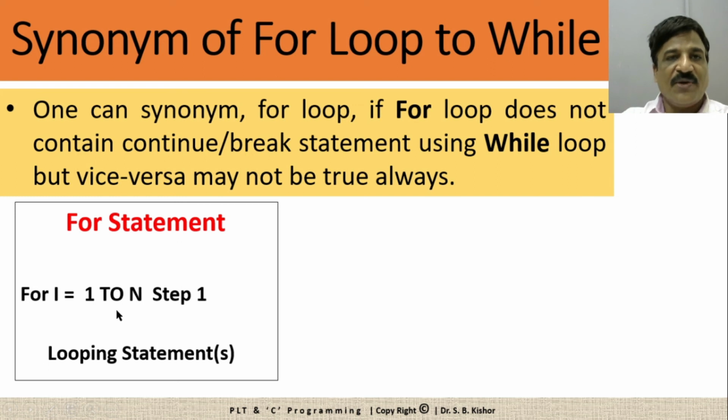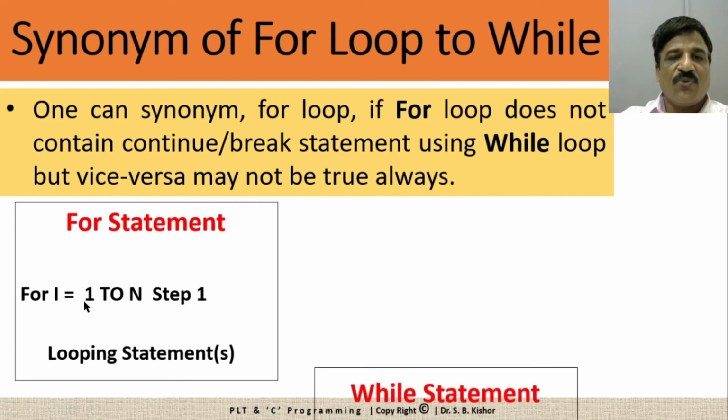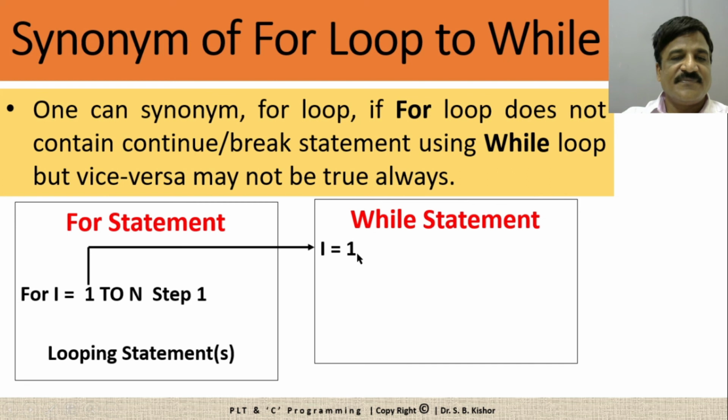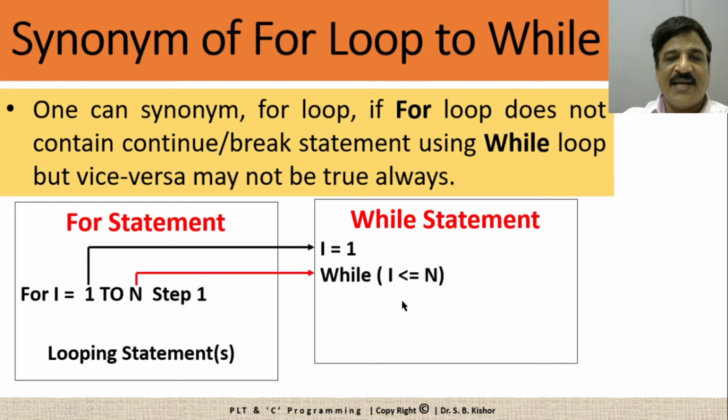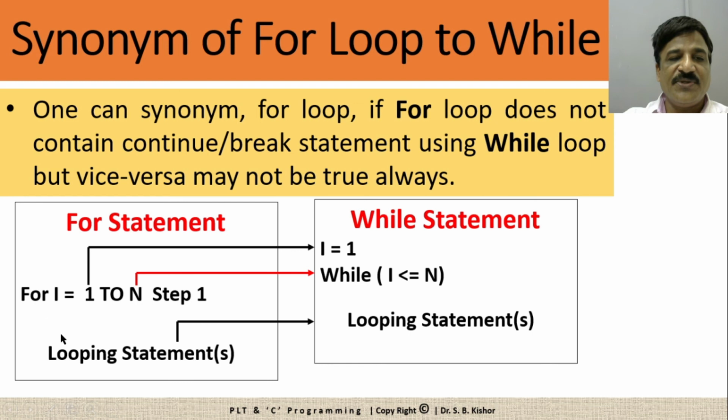Now how are we going to convert this for loop into a while loop? So initially, what is the first step? Initially the value of i is what? 1. Then we check whether the value of i is less than or equal to n or not. Then perform the looping statements as usual. So we are simply writing all the looping statements that you wrote in the for loop in the while loop also. And finally we increment the value of i by 1.